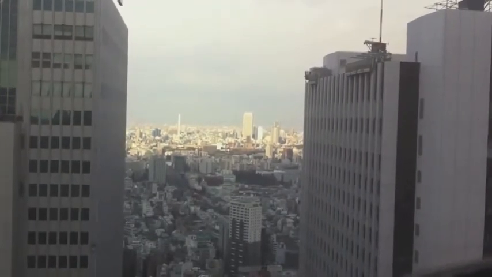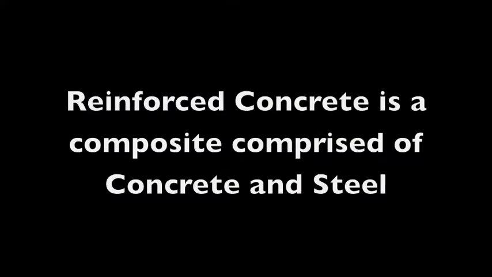This video was taken during the 9.0 earthquake in Japan. So as we can see, reinforced concrete is a composite material, and to recap, concrete gives it compressive strength and the steel rebar gives it tensile strength.